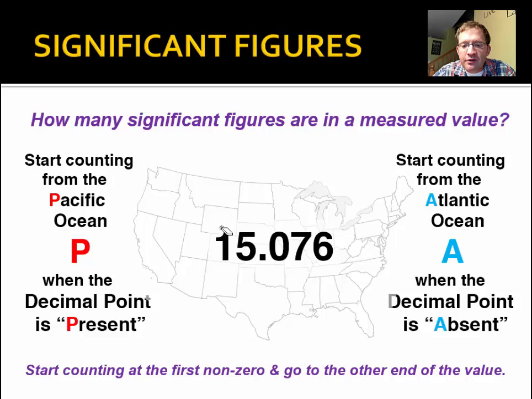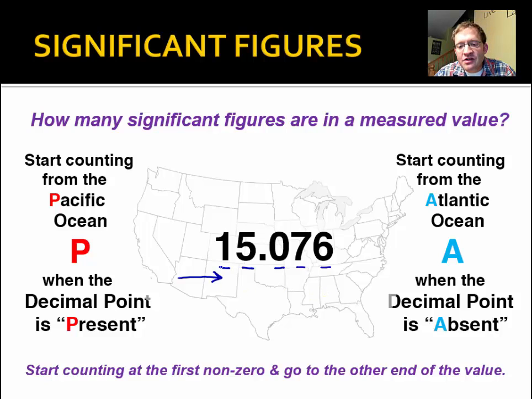We're going to start counting from the Pacific side of our value. So from the left to the right, cutting across from left to right, we'll start counting with the first non-zero. Here's a non-zero: 1, 5, 0, 7, 6. We start counting at the first non-zero, which in this case is 1, and we go all the way across to the other side of the number, falling off into the other ocean essentially.